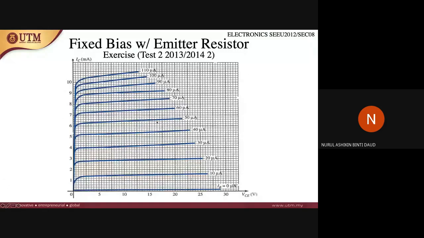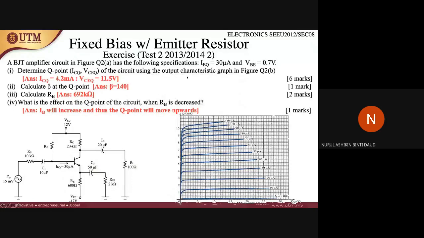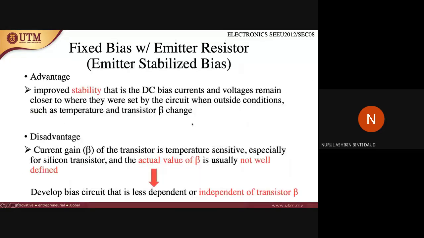So try to figure out this exercise. Perhaps this kind of question with different values will come out during your test. Who knows, right? So try to figure out these questions here. Next, what are the advantages and disadvantages of this emitter stabilized circuit?